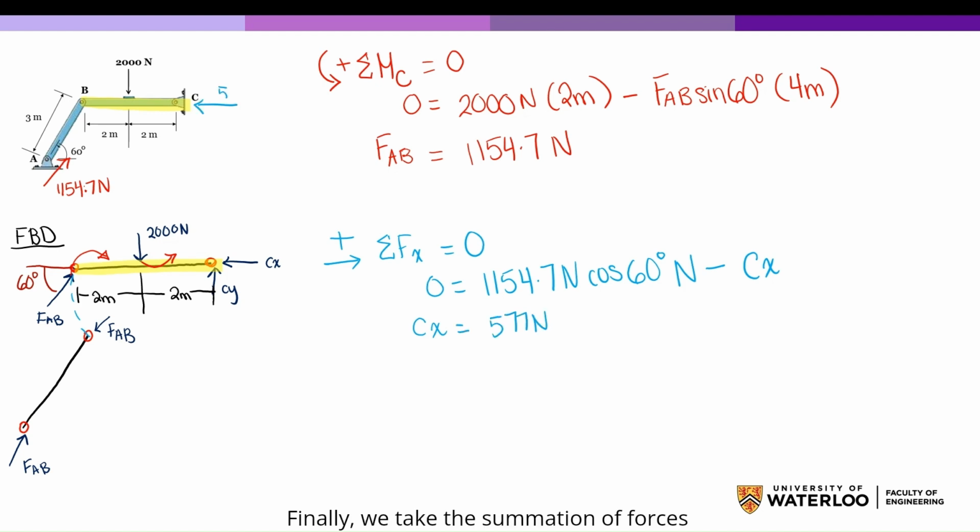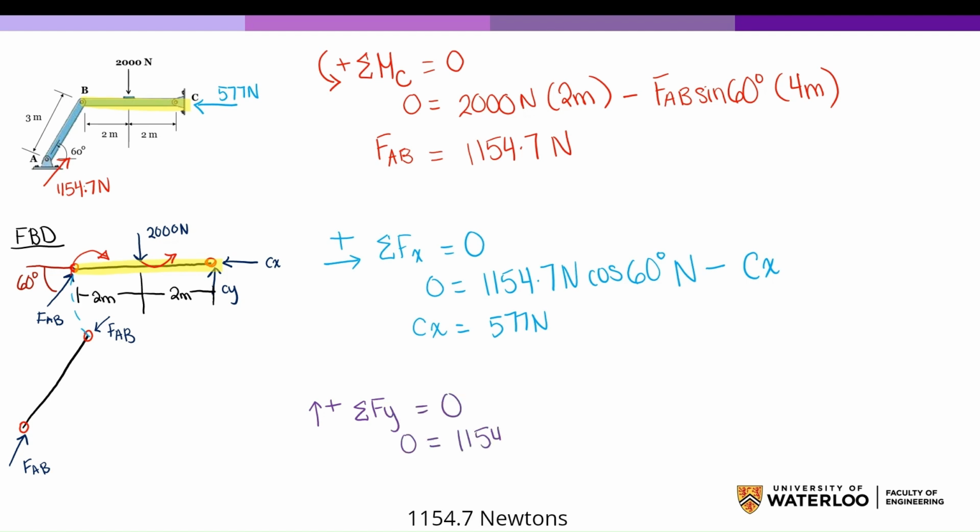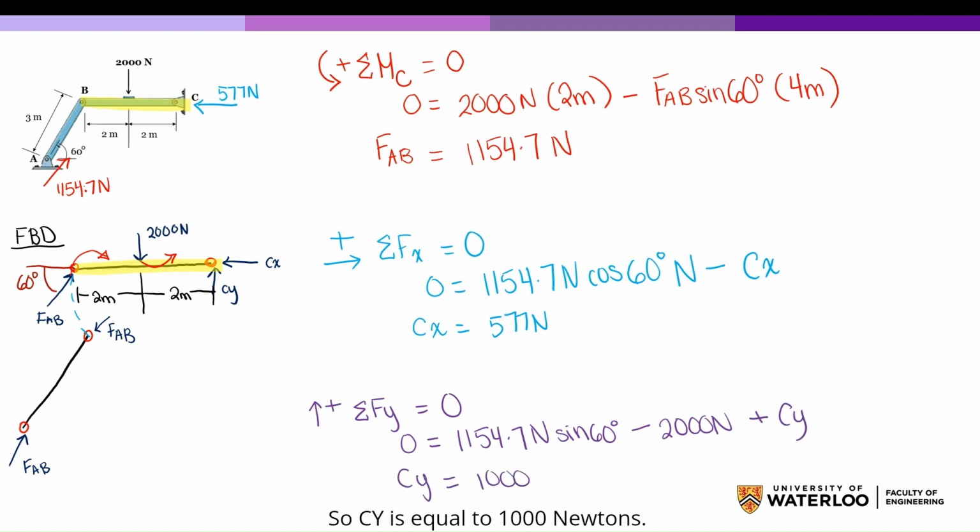Finally, we take the summation of forces in the y direction, which is equal to 0. So this is equal to 1,154.7 newtons times sine 60 degrees minus the 2,000 Newton force plus the force in the y direction at C. So Cy is equal to 1,000 newtons.